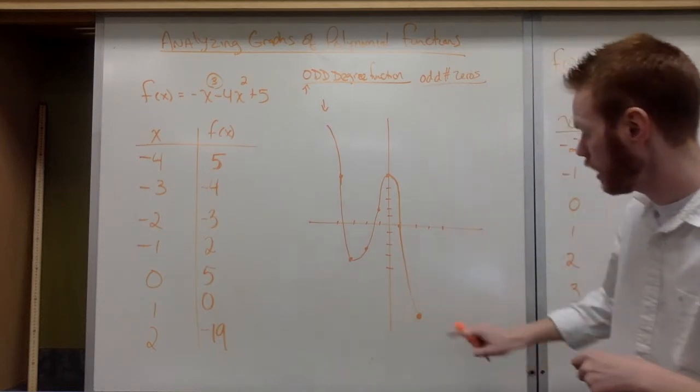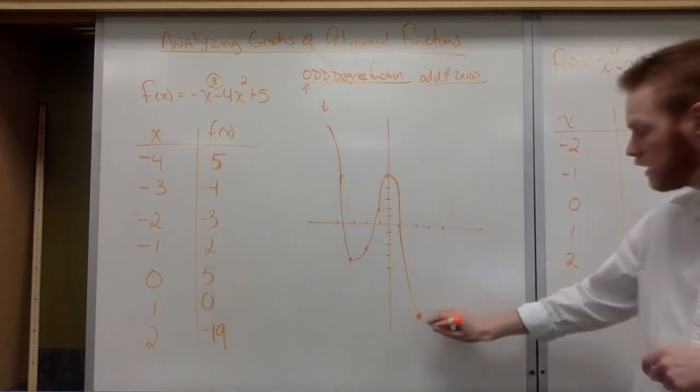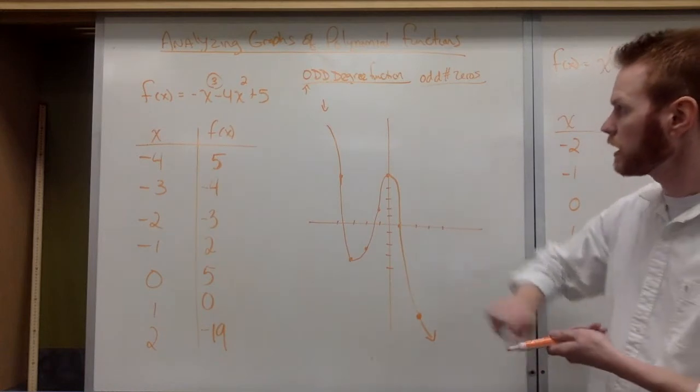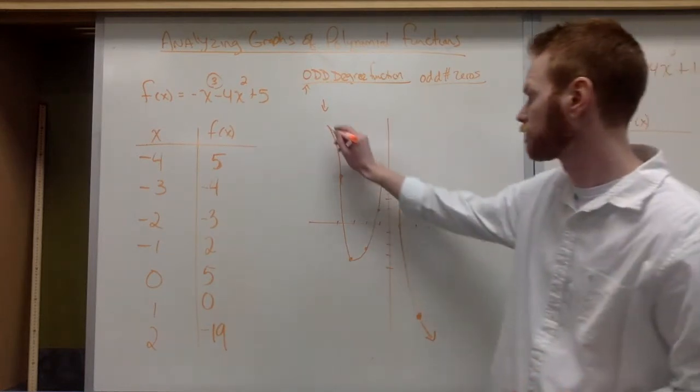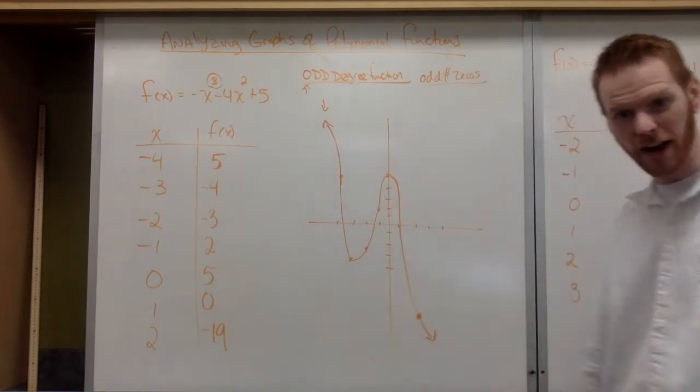Okay, and as you can see, when it gets to this point, I know what it's going to look like anyway, because remember, the end behavior is it's going to point downward infinitely. That's the behavior of an odd function. So here it is. There's my graph. Okay.